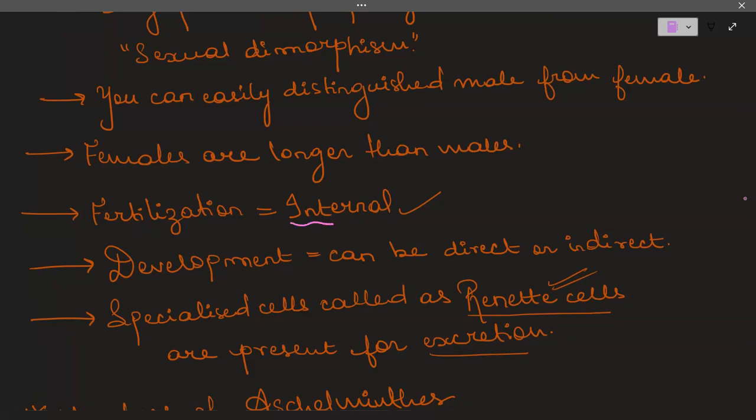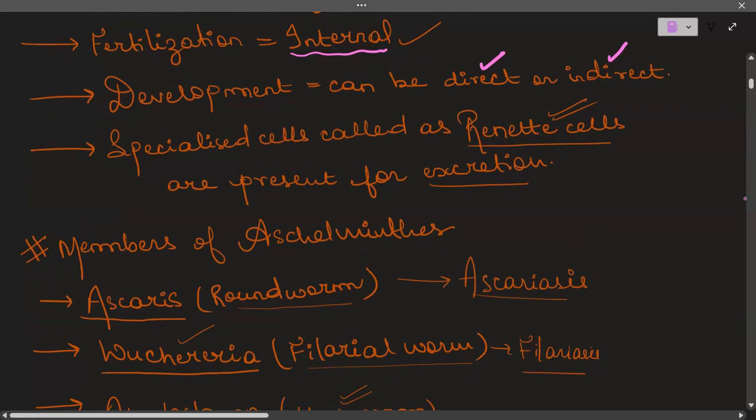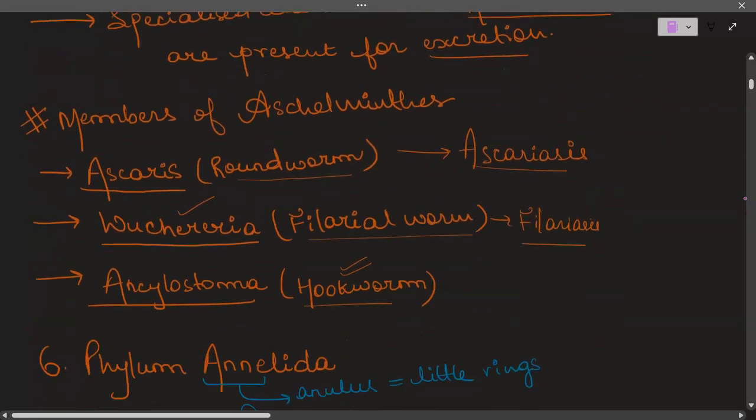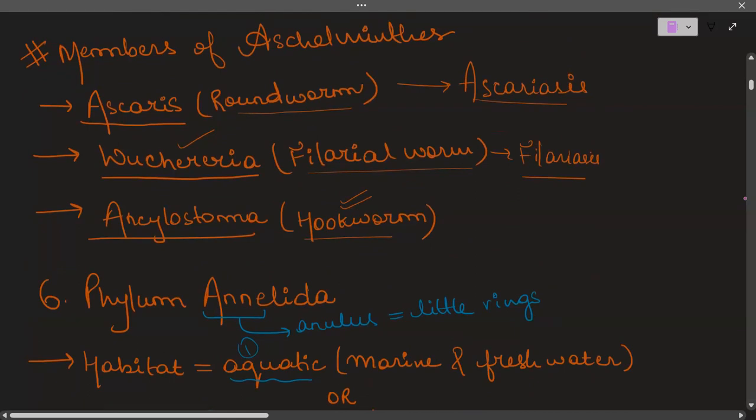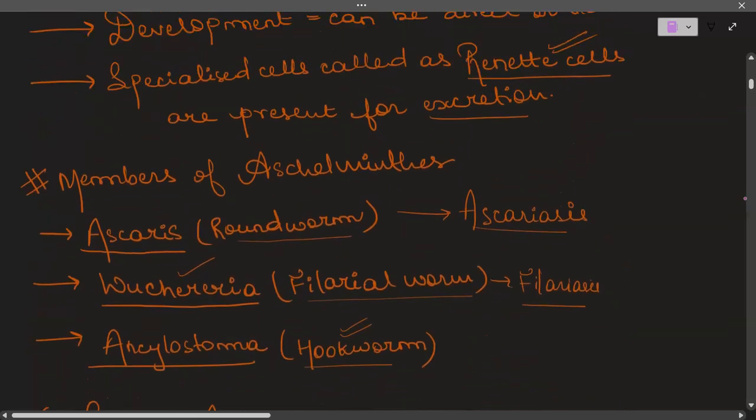The fertilization in them is internal fertilization. Development can be direct without larva, or it can be indirect with larva. The specialized cells that are known as renette cells are present for the process of excretion. Talking about the members of Aschelminthes, there is Ascaris, which is known as roundworm, which causes the disease ascariasis. Then there is Wuchereria, which is the filarial worm. It causes the disease filariasis. Then there is Ancylostoma, that is hookworm. So this is all about the Aschelminthes.